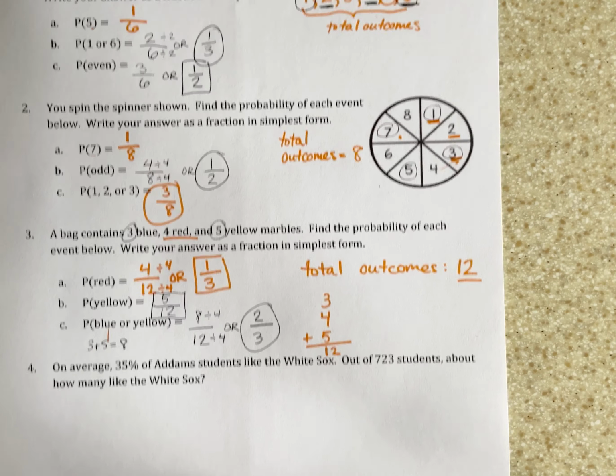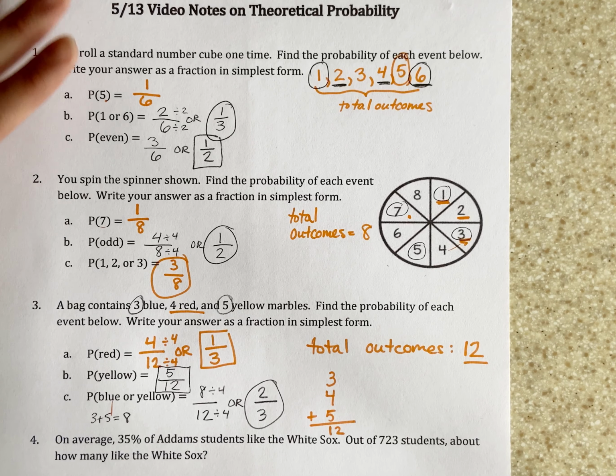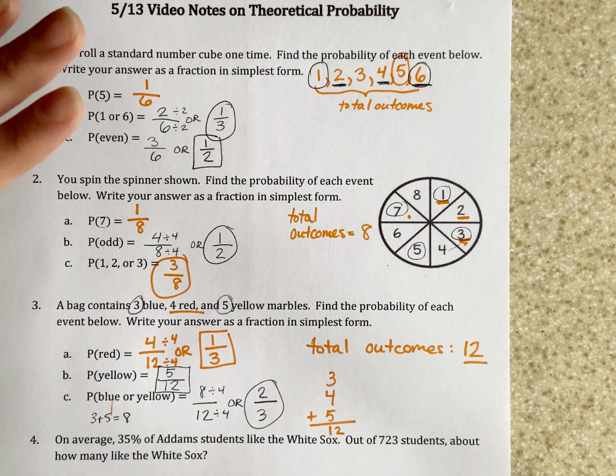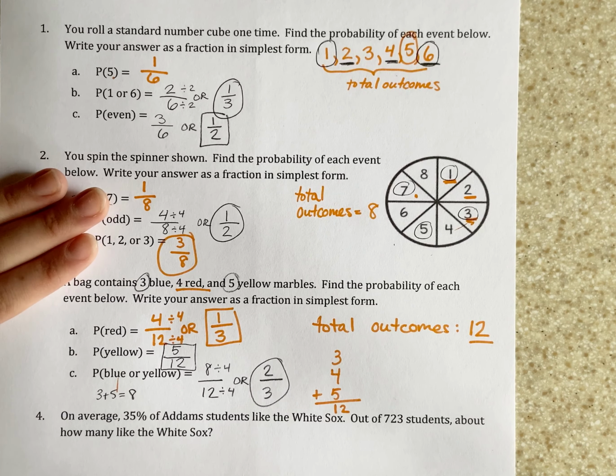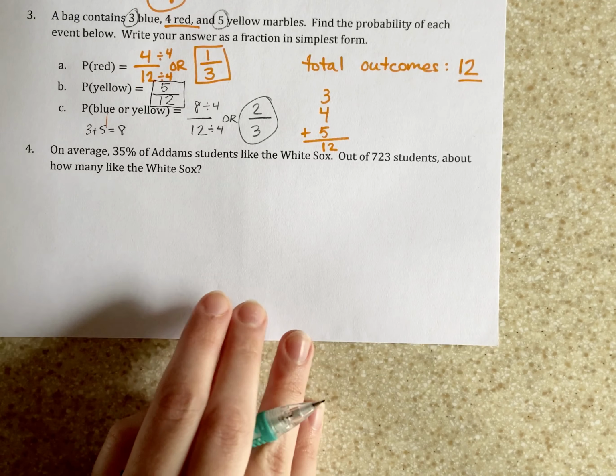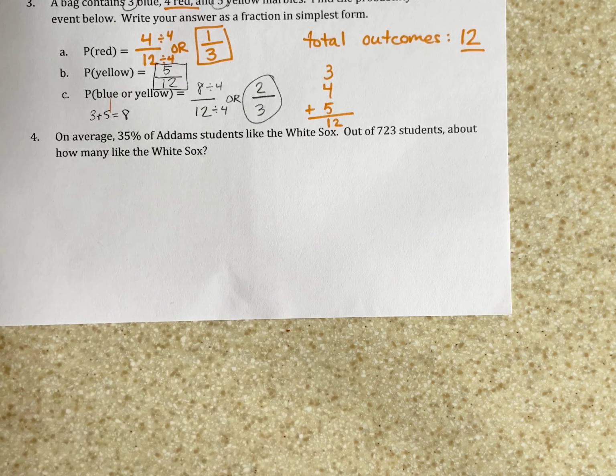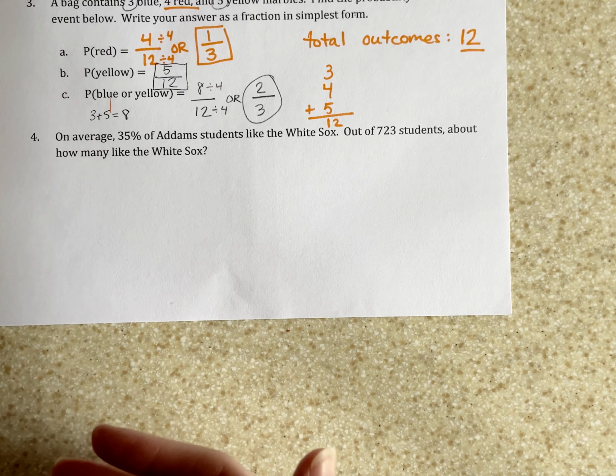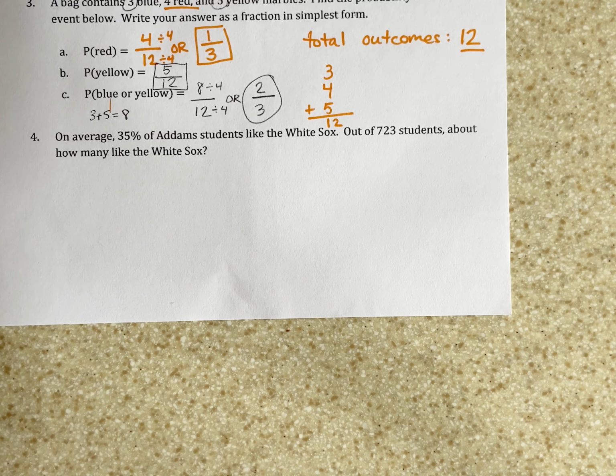Now we've done 3 things on theoretical probability where we're doing these different outcomes. We did rolling a cube, spinning a spinner, choosing a marble out of a bag. Now let's look at one example of a problem that's a little bit different, but we're still using the idea of theoretical probability. On average, 35% of Adams students like the White Sox. Out of 723 students, about how many like the White Sox? In this case, we're going to be setting up a proportion.